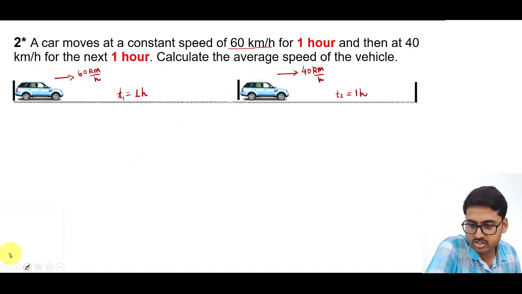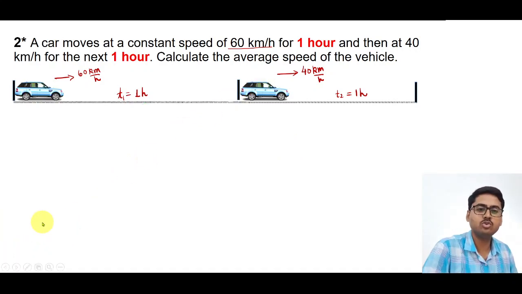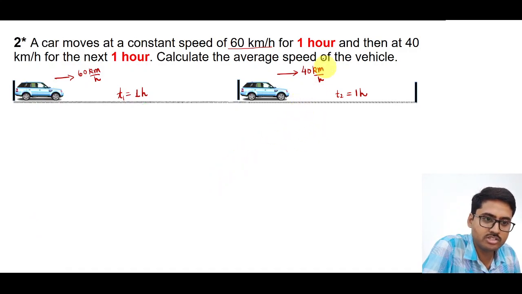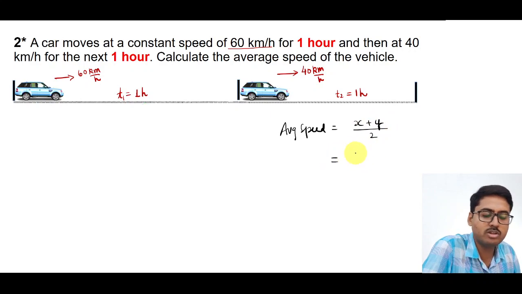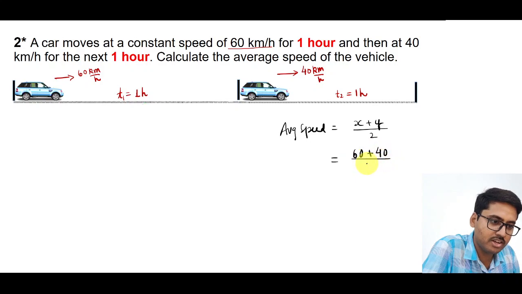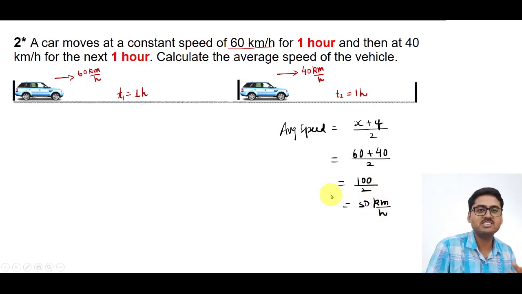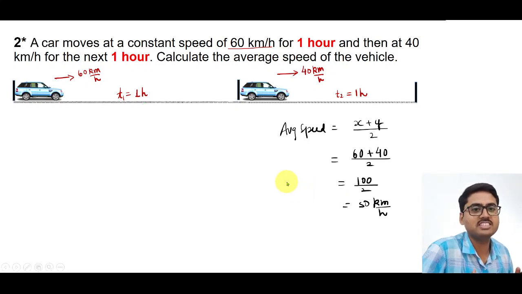So you can do the solution in two methods. The shortcut that you know is, since time interval is same, average speed will be equal to, you can write the formula here, x plus y by 2, and this will be like 60 plus 40 divided by 2, that is equal to 100 by 2, and that is equal to 50 kilometer per hour. See, no matter whether it is 15 minutes or 1 hour, the answer is going to be 50 kilometer per hour, because time interval is same.